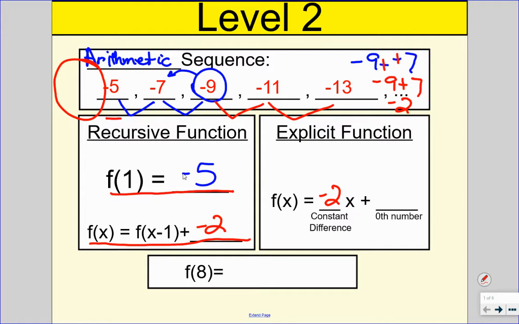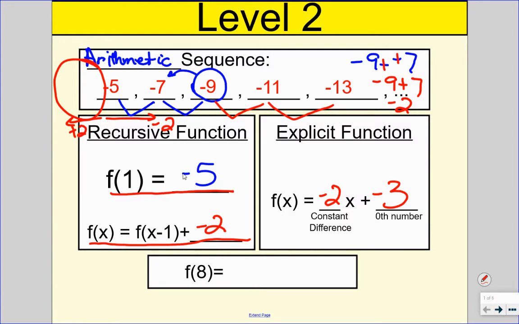So if we are adding -2 each time in the sequence, to work backwards we would do the opposite and add +2. Well, -5 plus 2 is -3. So our 0th number is -3.